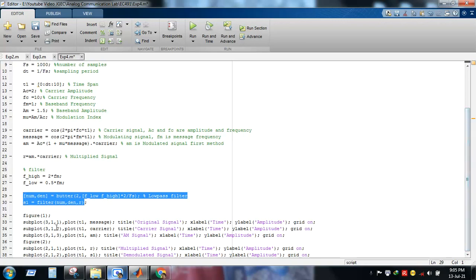Here we are using different kinds of plots. So in figure 1 there are a total of three plots. The first plot shows the original signal, next we observe the carrier signal, and next we see the AM signal. In the second figure we will see the multiplied signal, and next the demodulated signal. To see the original signal we just plot message, to observe the carrier we plot the carrier, for the AM signal we plot the AM, for the multiplied signal we plot R, and for the demodulated wave we plot S1. You can see it is quite a simple approach.